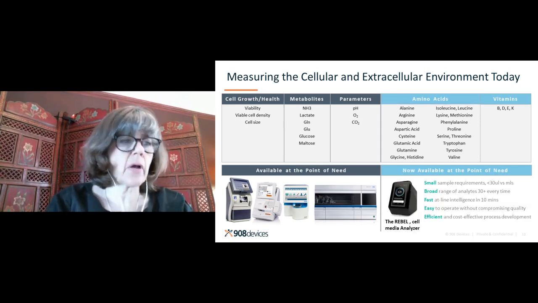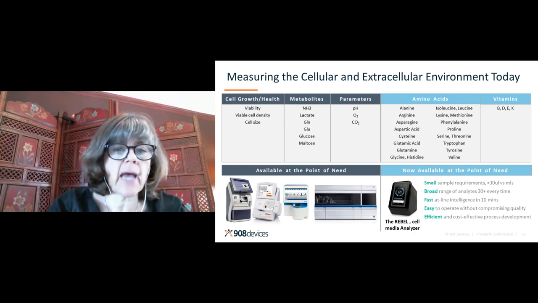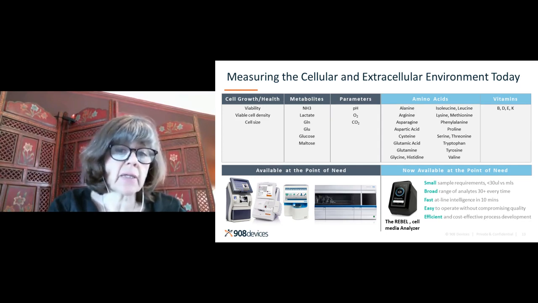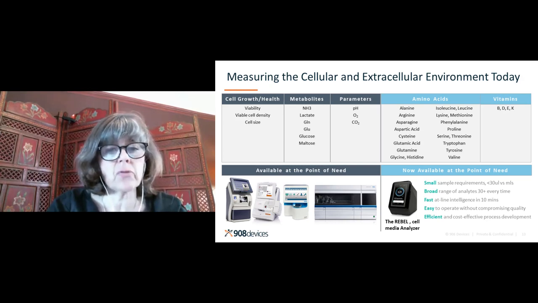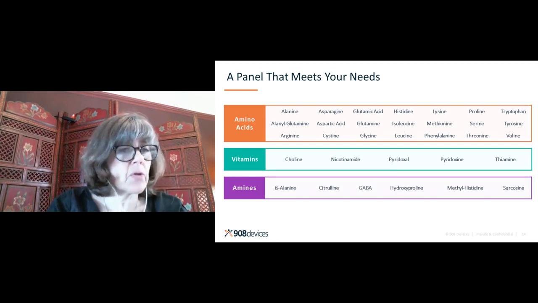So a solution that 908 Devices has developed to help here is an analyzer, the Rebel, which provides measurement of amino acids and water-soluble vitamins at the point of need. Very small samples, a broad range of analytes. You can measure in less than 10 minutes, and the Rebel is very easy to operate. All you need to be able to do is pipette, basically. And here are the analytes: all the amino acids, some water-soluble vitamins, and also some bioamines.